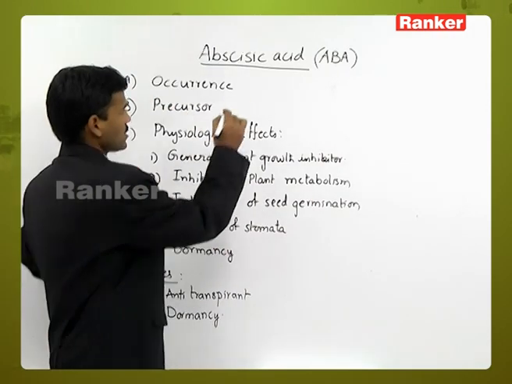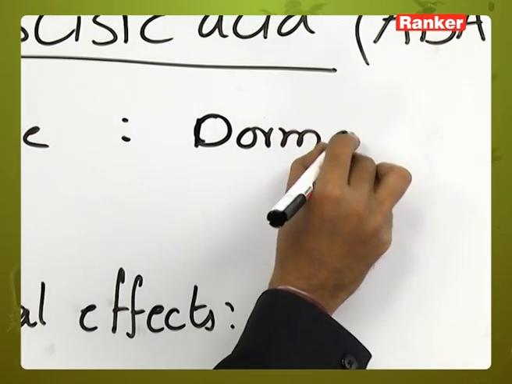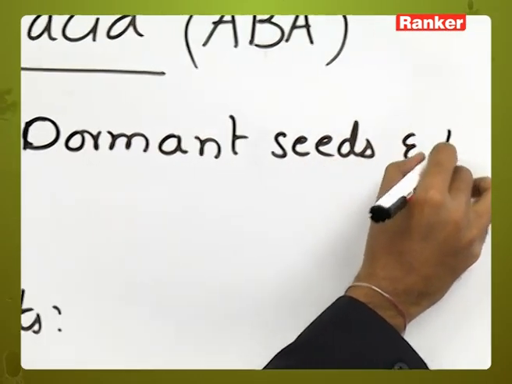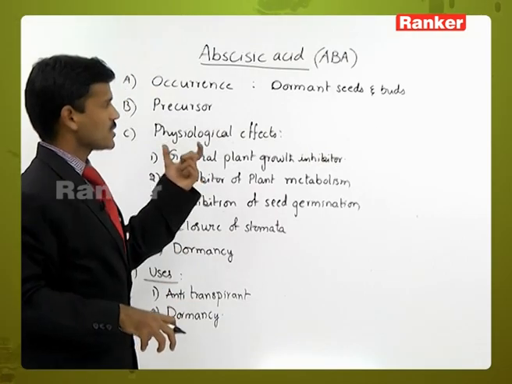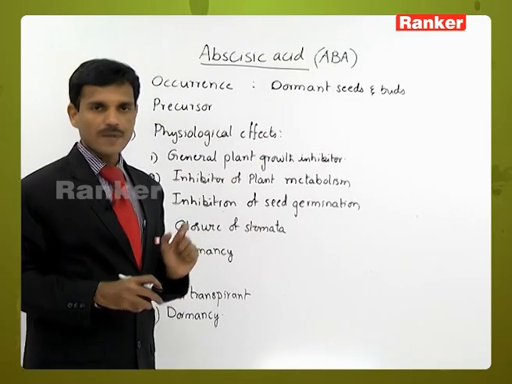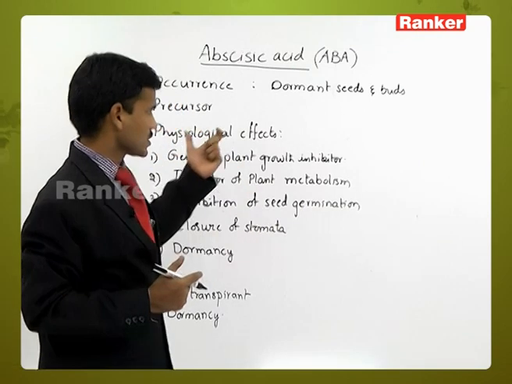The occurrence of abscisic acid is in dormant seeds and buds also, which are in the dormancy stage. So, in the seeds and buds, the abscisic acid is produced. It is also an acid, acidic in nature.